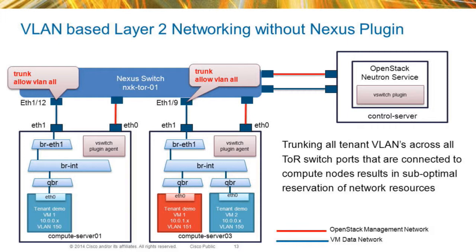I have two compute servers that have VMs belonging to two different networks for the same tenant. What I would do, if they were connected using a single top-of-rack switch, is basically allow all VLANs on the interfaces that are connected to my compute nodes. Now, we all know configuring VLANs on all interfaces that are connected to the compute nodes on a single top-of-rack switch has its scalability limitations. So this is not an ideal situation, and you would want to configure these VLANs as and when the VM for that particular tenant network comes on.